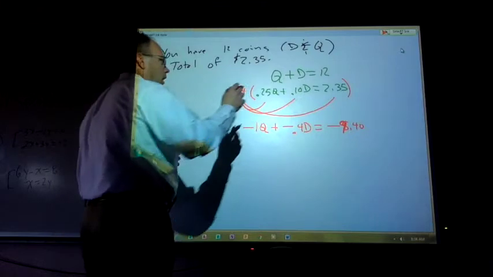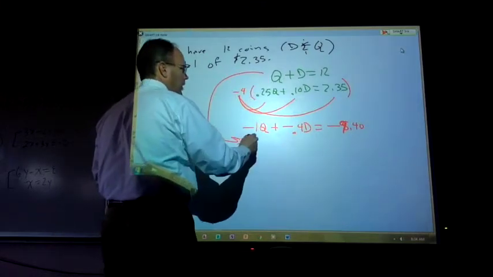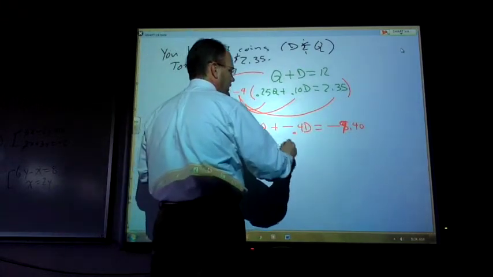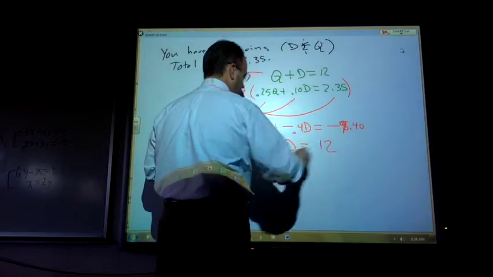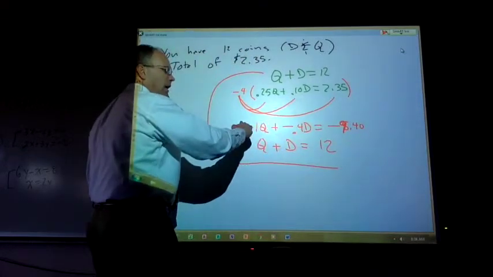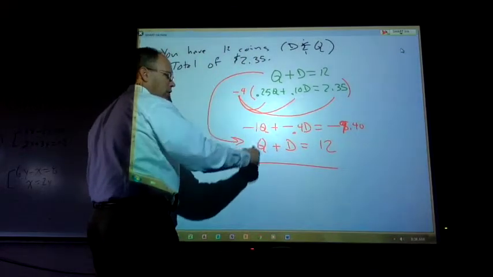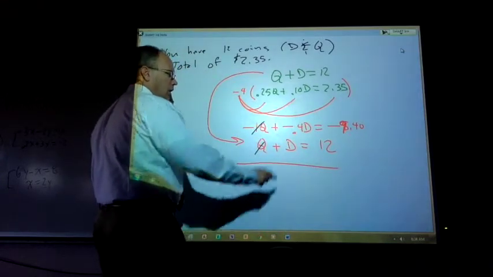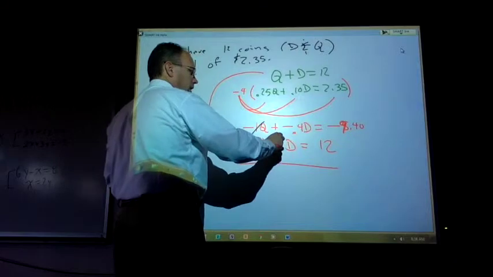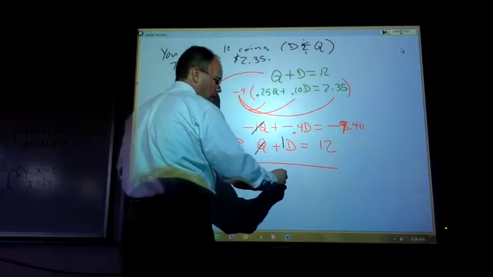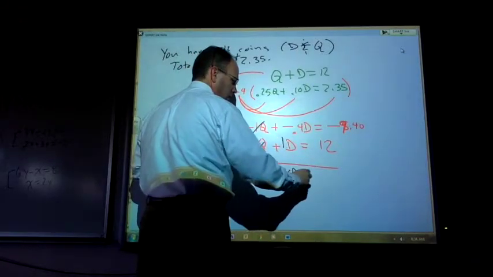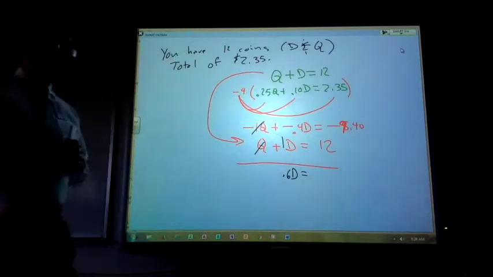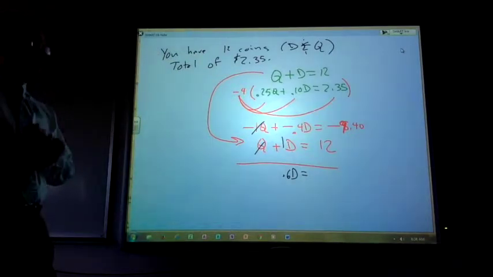So, I'm going to bring this one down below. So I have Q plus D equals 12. If I add these together, -1Q is the same thing as -Q, so this is going to cancel this. -4D plus 1D is 0.6D. Can I do that? Right?